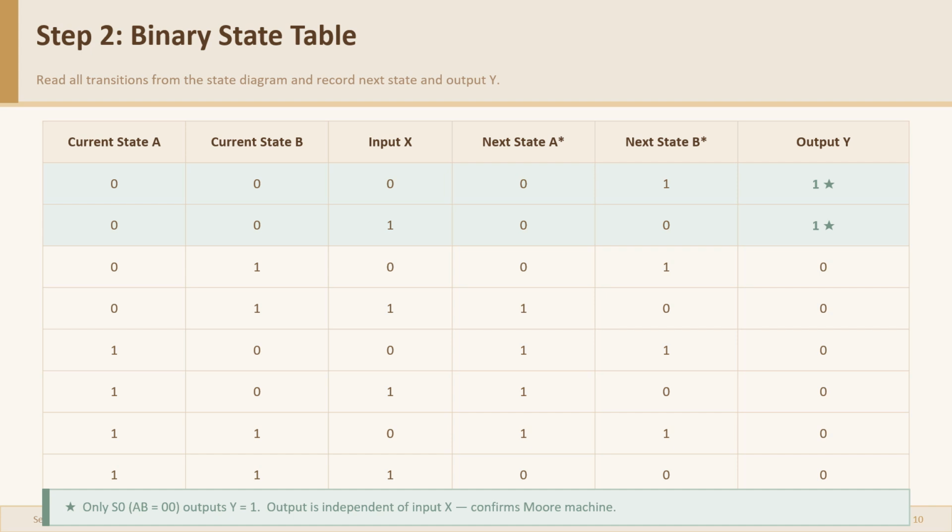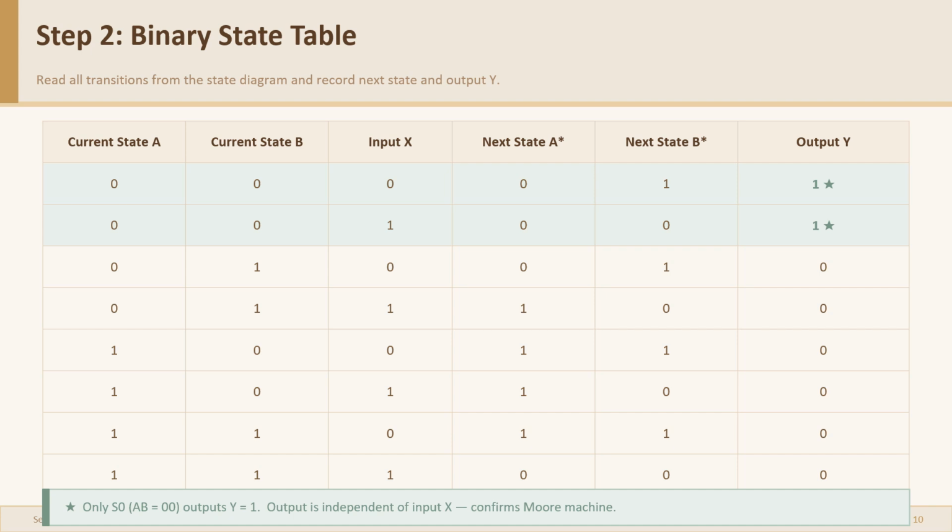State S0, which is AB equals 00. When x equals 0, the machine moves to S1. When x equals 1, the machine stays at S0. This is a self-loop. The output y equals 1. State S1, AB equals 01. When x equals 0, it stays at S1. Another self-loop. When x equals 1, it moves to S2. The output y equals 0.